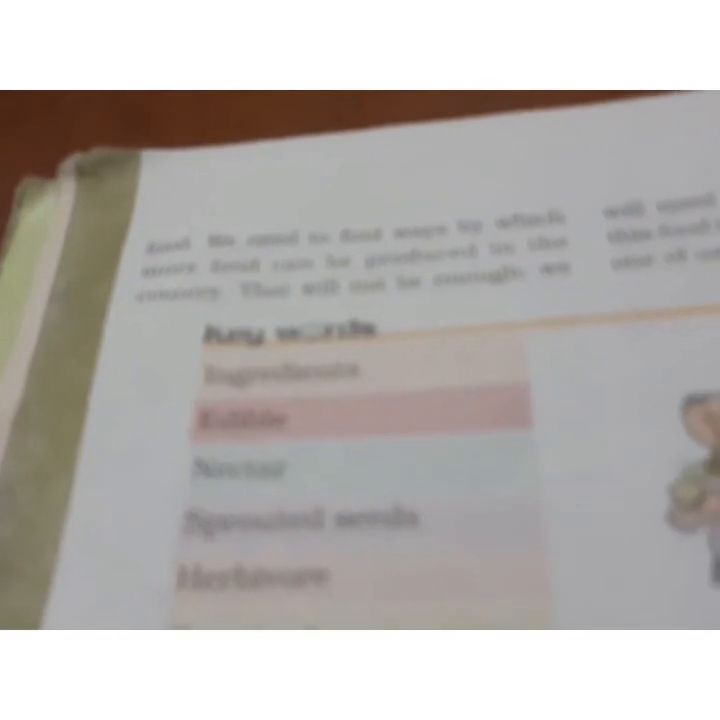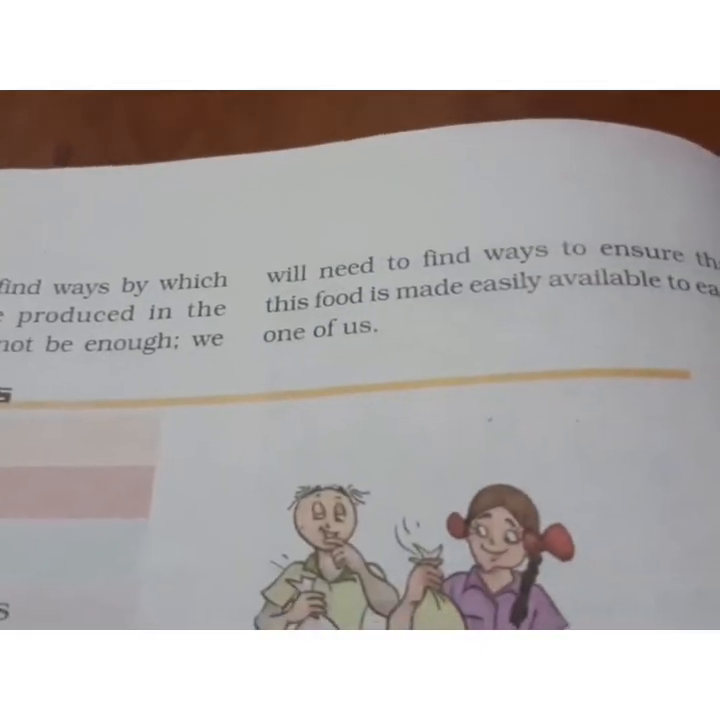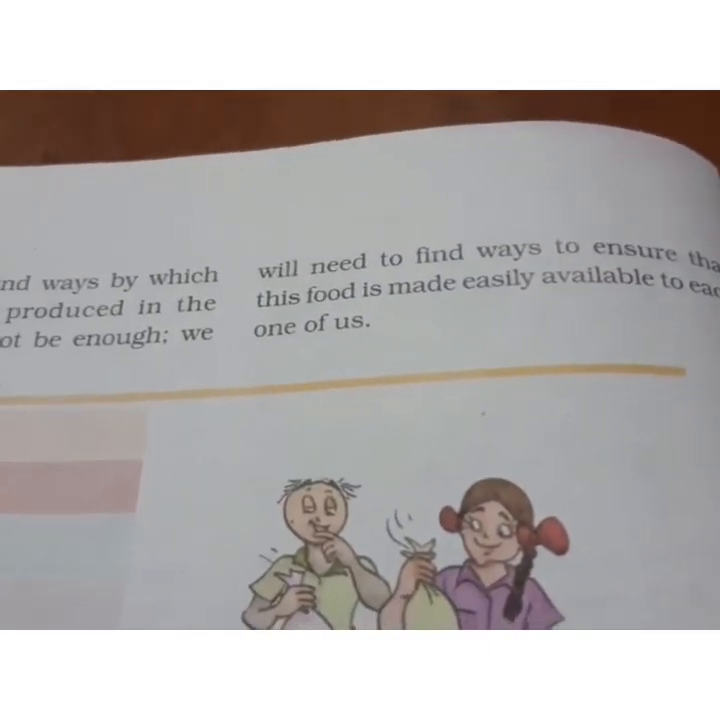तो इसके लिए सबसे पहले तो हमको क्या करना पड़ेगा, हमारा जो फूड प्रोडक्शन है उसको इंक्रीज करना पड़ेगा, जिससे सारे लोगों को जो है खाना मिल सके. That will not be enough. We will need to find ways to ensure that the food is made easily available to each one of us. और इतना ही नहीं है, खाली फूड प्रोडक्शन इंक्रीज करना is not sufficient, but after increasing the food production we need to make sure that the food that is produced by us goes to each and every person of the country. That means the food reaches each and every person of the country.